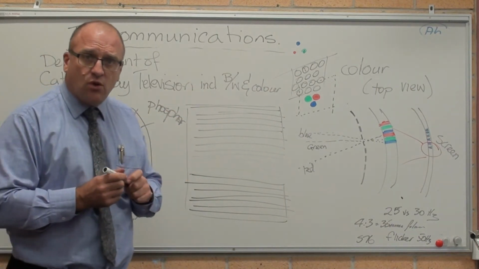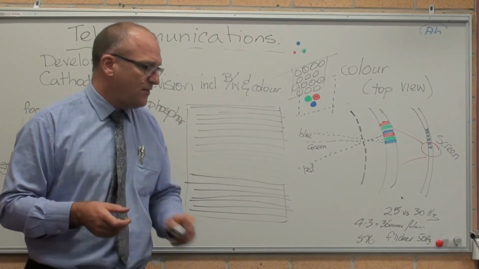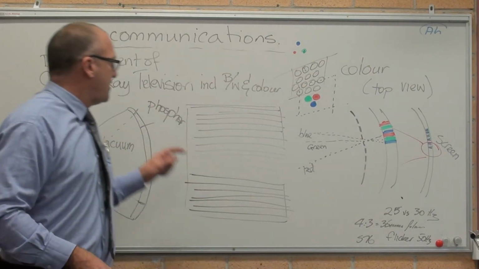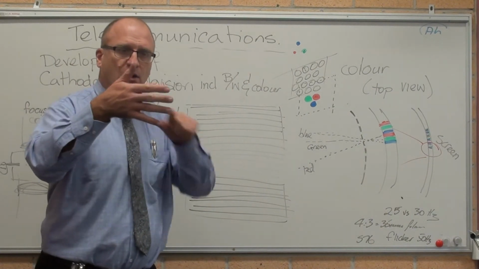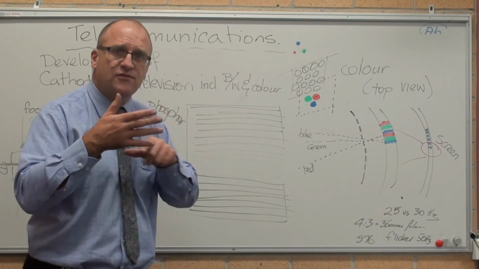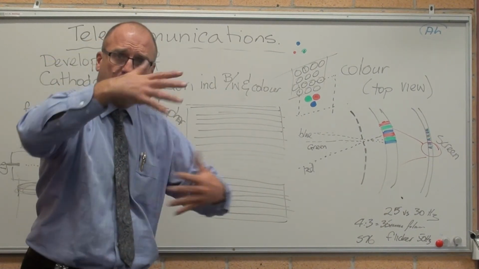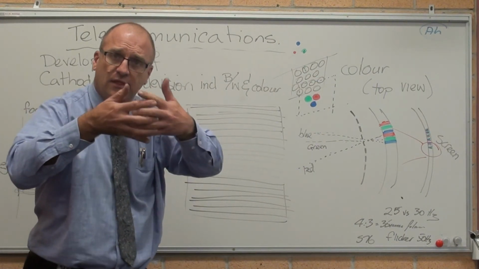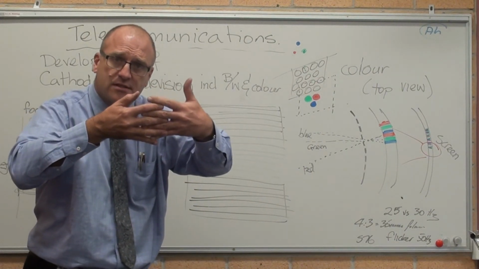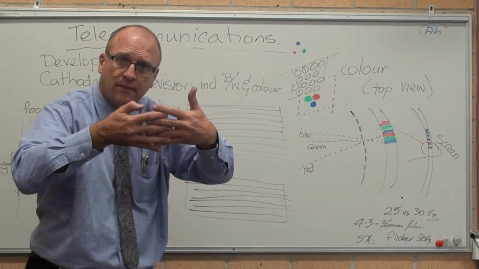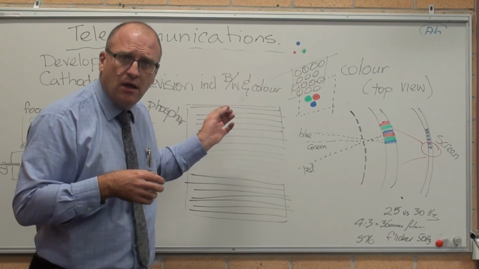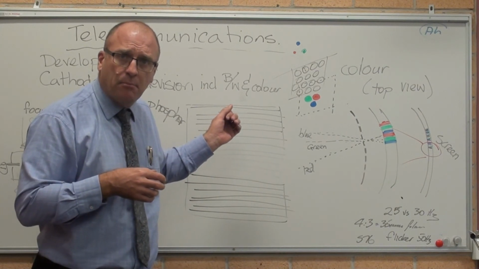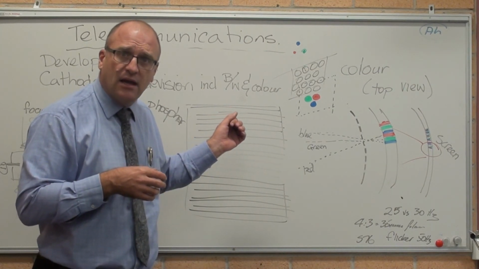Television's got around that quite cleverly. Instead of transmitting line 1, line 2, line 3, line 4, they transmitted line 1, 3, 5, 7, 9, so they sent half the picture. Then they come back and fill in the other half of the picture in a process called interlacing. That is the basics of cathode ray television. I'm now going to describe how black and white used to work and how colour works.